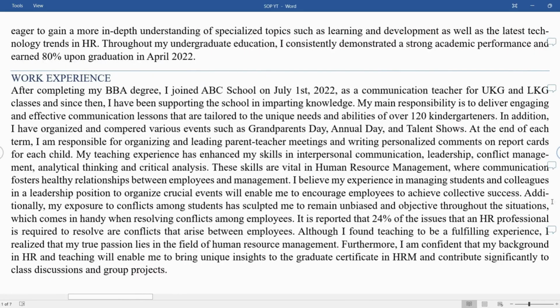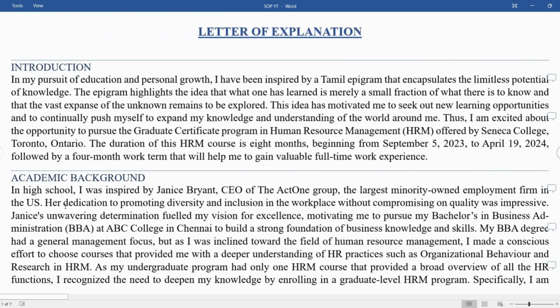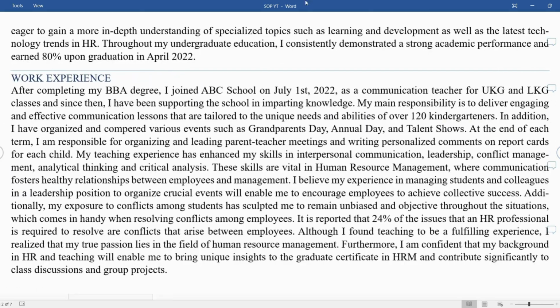So here, as you can see, I covered all of my educational background, which is I did my high school, after which I did my bachelor's in business administration, after which I'm applying for my postgrad cert in human resource management. Then you can give your marks if you want, if you feel that it's important. If not, you can totally skip it.